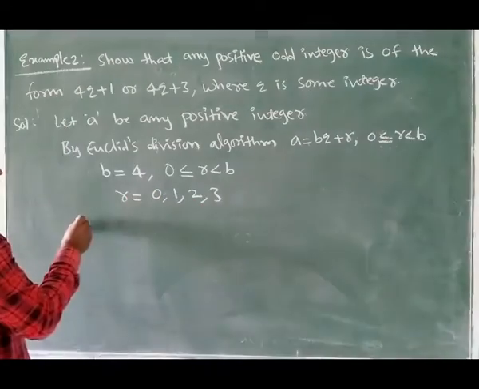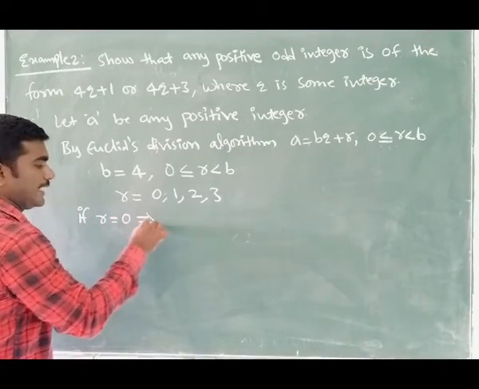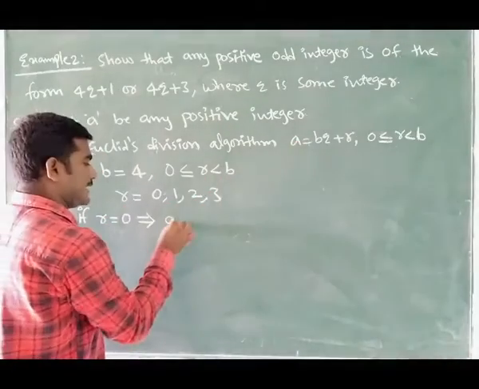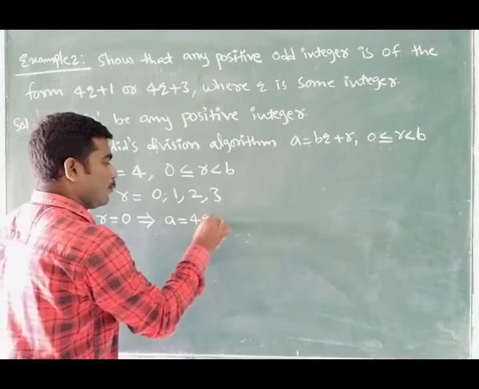Now, if r is equal to 0, then what is a value here? A is equal to bq plus r. B is what? It is 4, so 4q plus r.